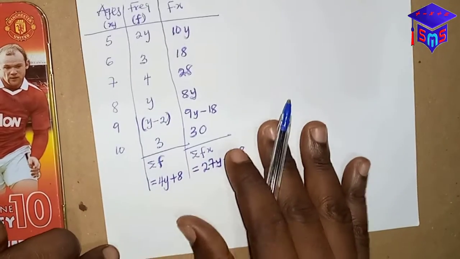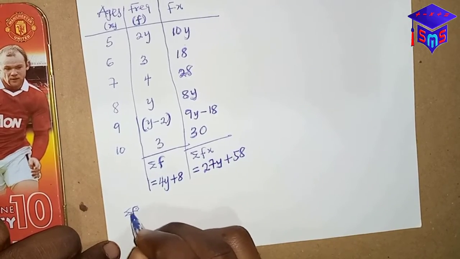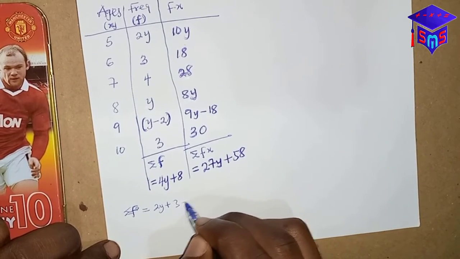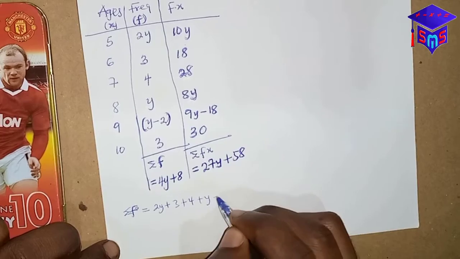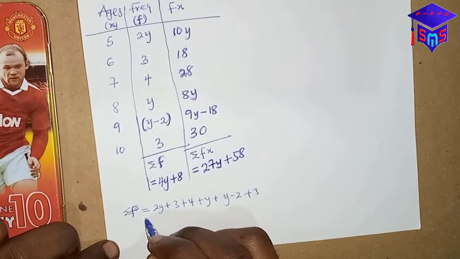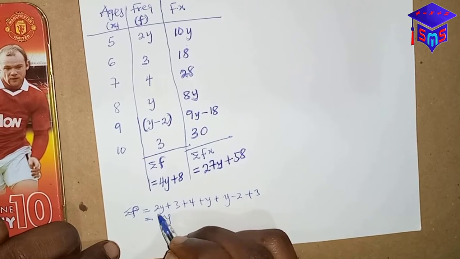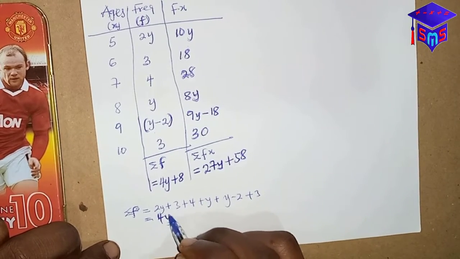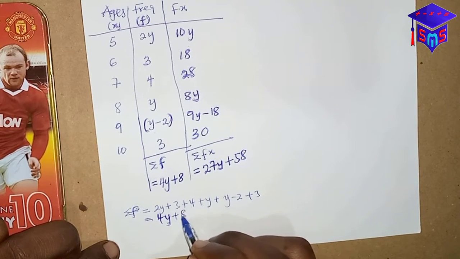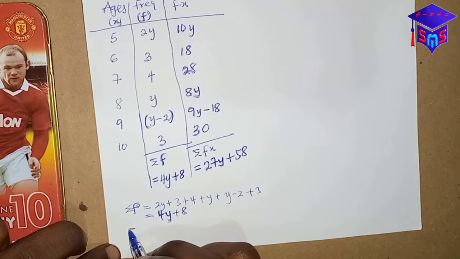Okay, if this one will be confusing to you, you can just do it somewhere. So we are having sigma f will be equal to 2y plus 3 plus 4 plus y plus y minus 2, then plus 3. Then you add 2y plus y will give us 4y. Then 3 plus 4 minus 2 plus 3, this one will be giving us what? 8.